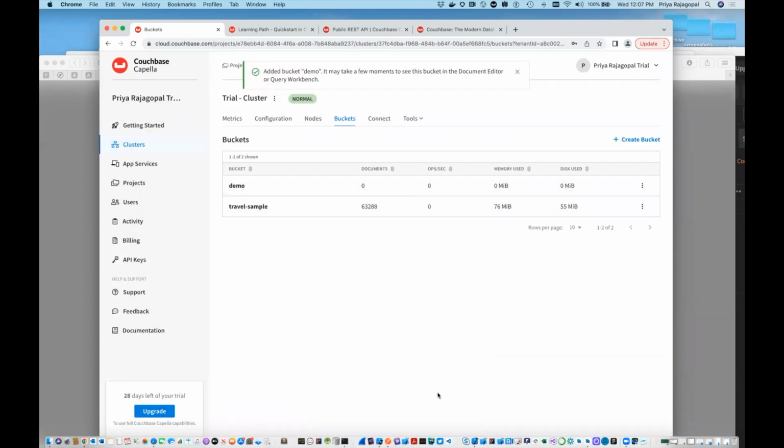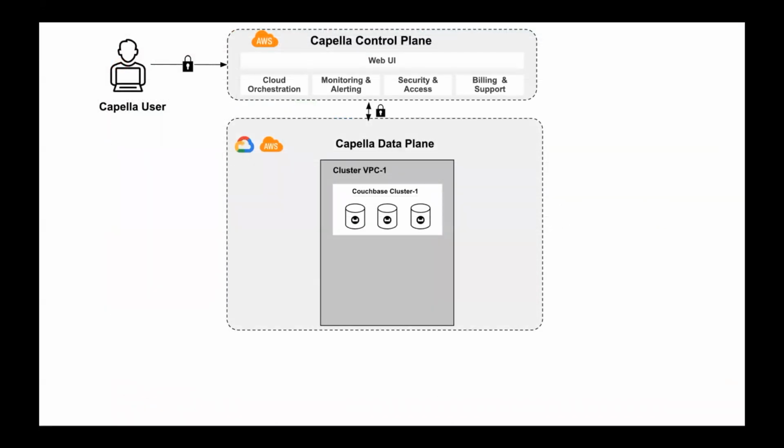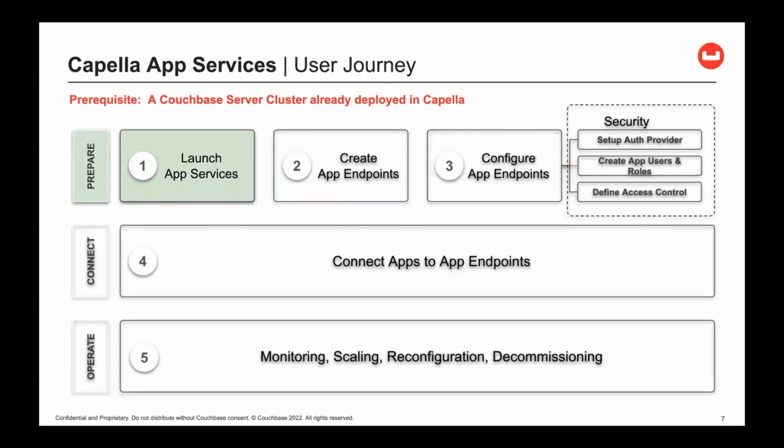We are not going to spend much time exploring the trial cluster. If you're interested, be sure to check out the links in the resources section below. So we have essentially deployed a Couchbase server cluster and set it up with a bucket, a demo bucket. It comes with a travel sample bucket. And the next step is to launch our app services and connect it to the Couchbase server cluster.